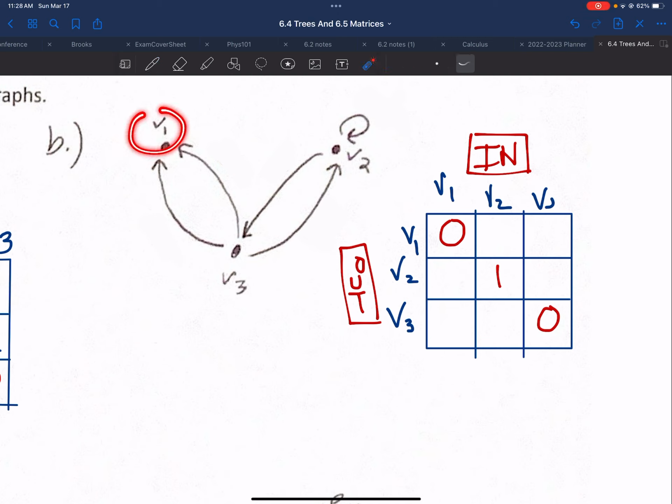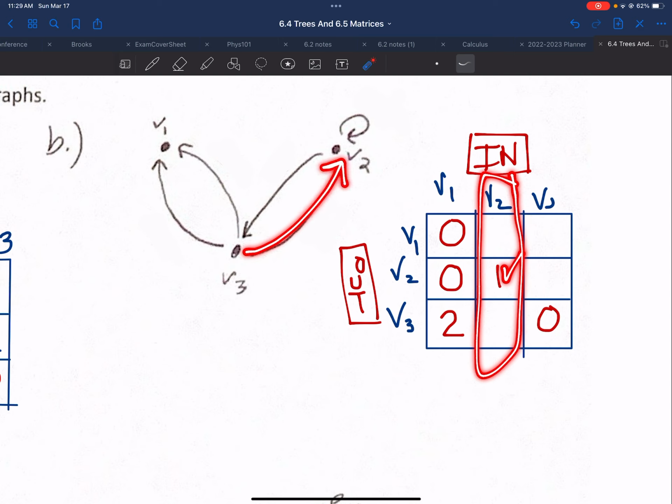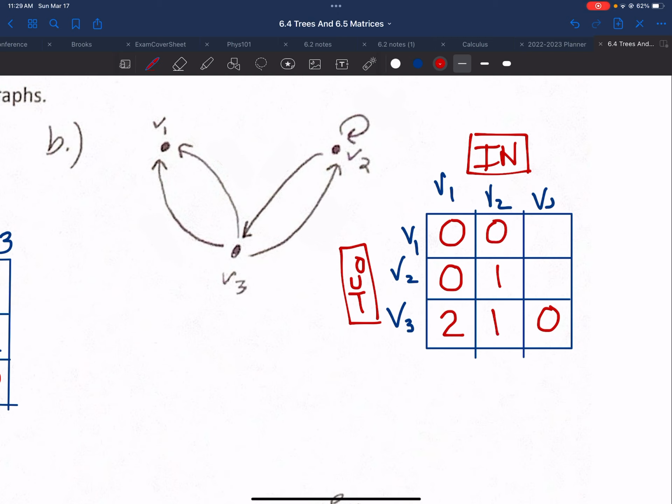Then I'm going to look at V1. Remember, I'm looking at my ins. I have 2 going in from V3. So 2 from V3 going into V1, nothing from V2 going in. Now I'm going to look at V2, things that are going into V2. I already have my loop, but I also have an arrow going in from V3. So that is going to be a 1. And there's nothing coming in from V2. And then over here in vertex 3, I only have 1 arrow coming in, and that's from V2. So I'm going to put a 1 there and nothing from V1.